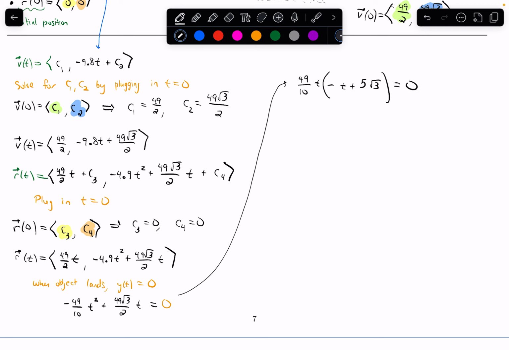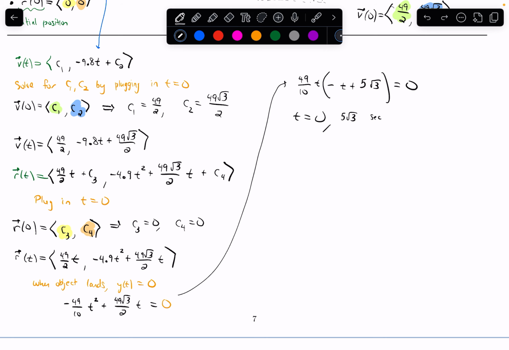So now, because it's factored, either this first part equals 0 or this second factor equals 0. So from this first factor, what makes that be 0? Well, it's if t is 0. From this second factor, it's if t is 5 root 3, and the units of t are in seconds. The other way I could have solved this is a quadratic equation, so I could have done the quadratic formula if I really wanted to, but because t was common to both of these terms, I think factoring was quicker.